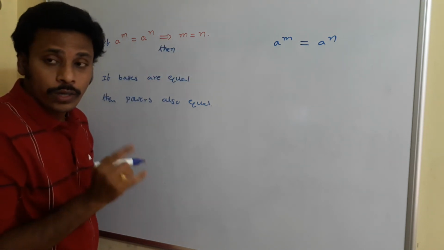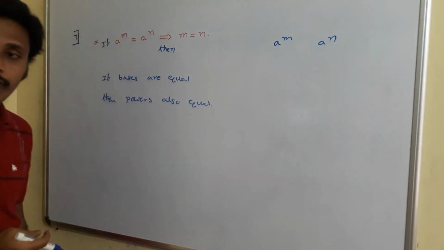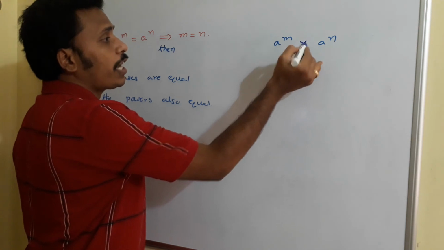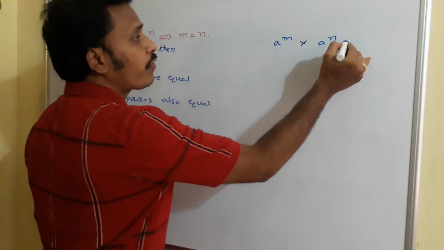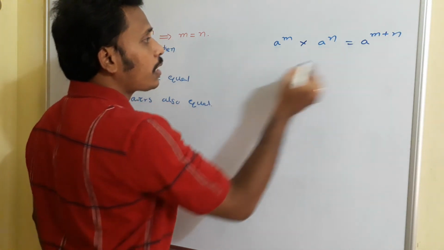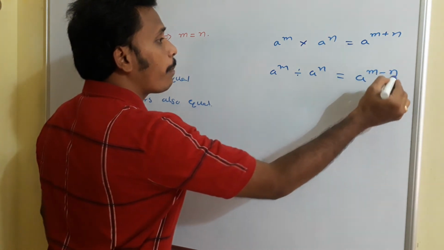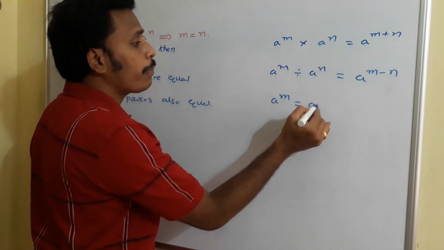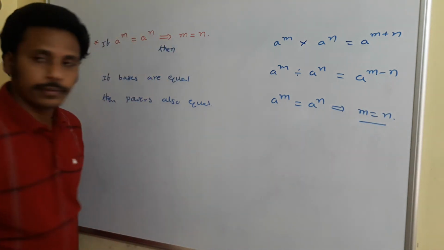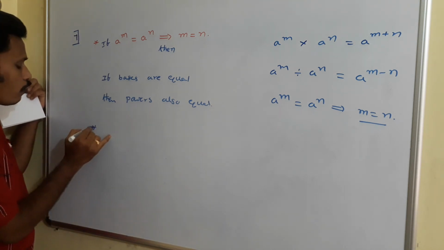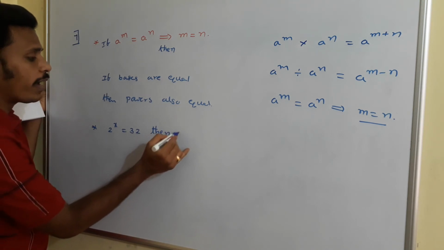Okay. Once again I am repeating. If you have two exponents with the same base like A power m and A power n, then if you use the multiplication sign in between them, you need to add the powers. The answer for this one is A power m plus n. And A power m divided by A power n is simply A power m minus n. If you have A power m equal to A power n, then m equal to n will also happen. Okay. First suppose I gave you a problem, 2 power x is equal to 32, then find x.